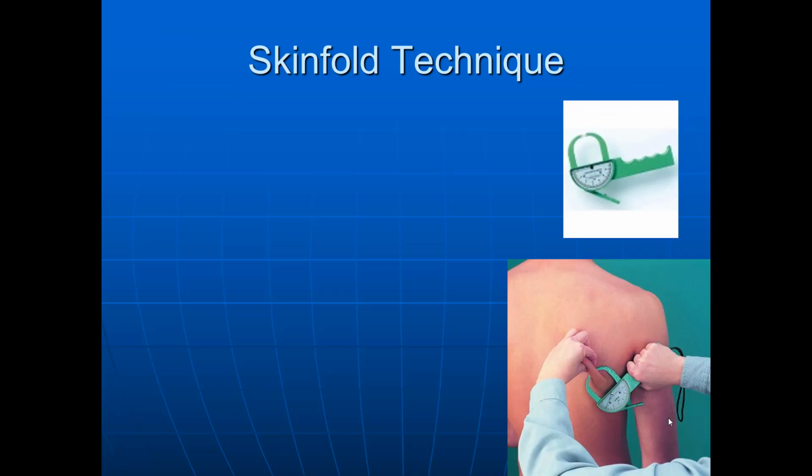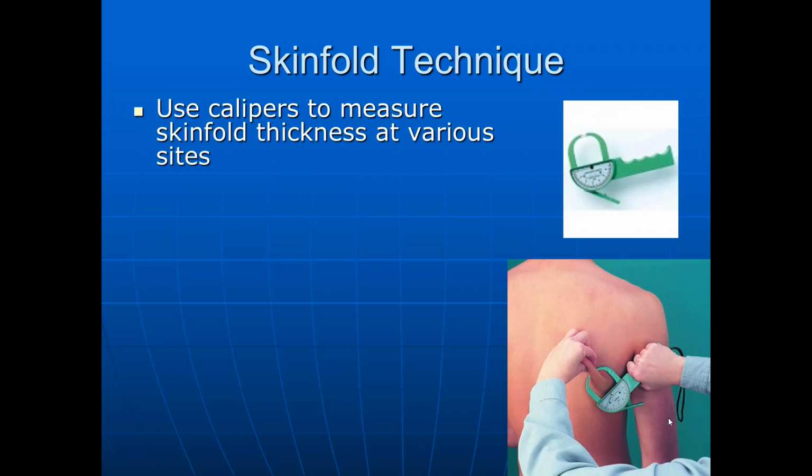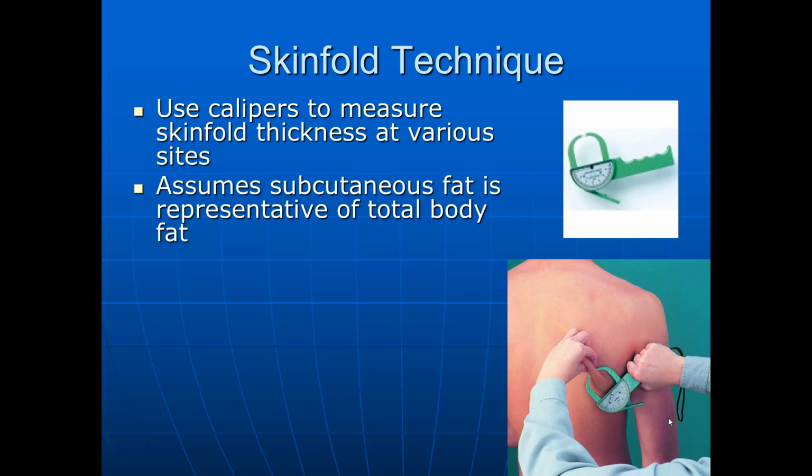So additionally, we can use skin folds. Skin folds is one of the more popular techniques in laboratories because it's very cost effective. So we use skin fold calipers to measure skin fold thickness at various sites. The big assumption here is that subcutaneous fat that we mentioned earlier is representative of total body fat. And the error is about 3.5% when it's done correctly. So when you have a trained technician doing the measurements, the error is pretty good.